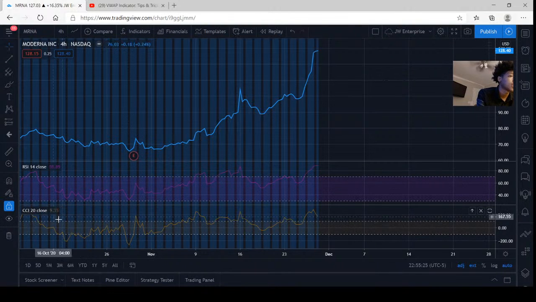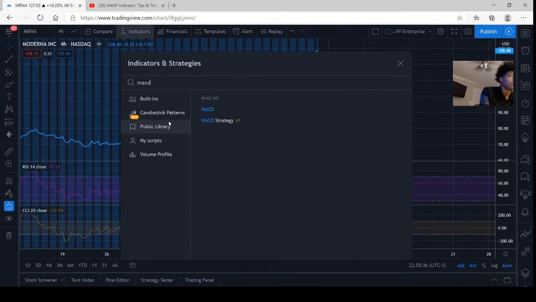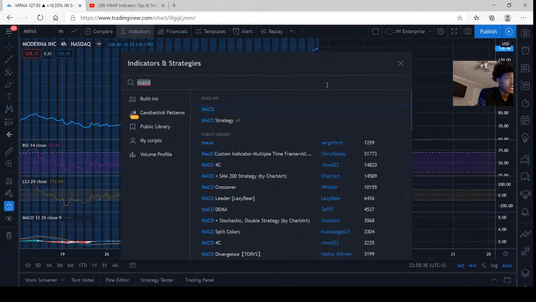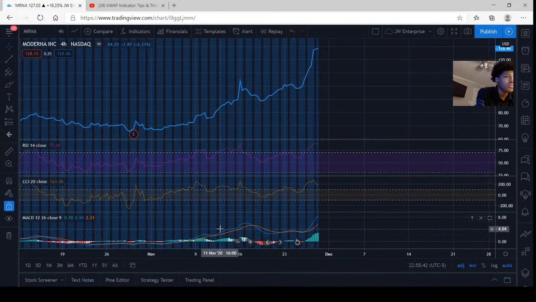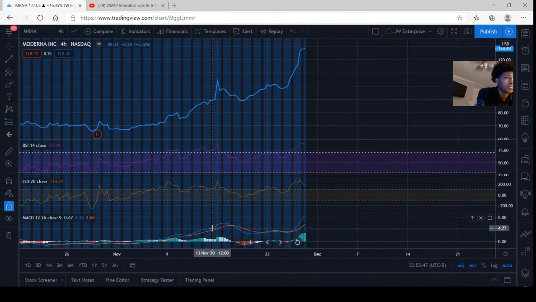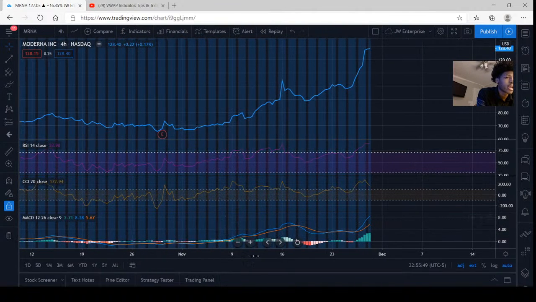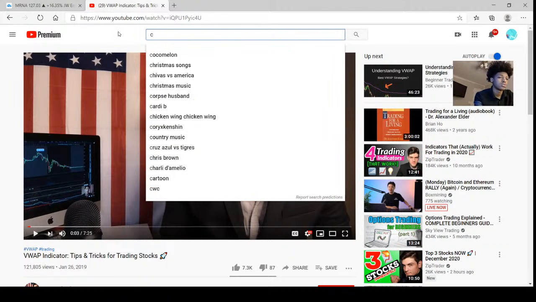So this is my CCI. I'm following my CCI with my RSI. And then the next indicator I use is a MACD. So we have our MACD right here. And I'll just show you what a CCI is.